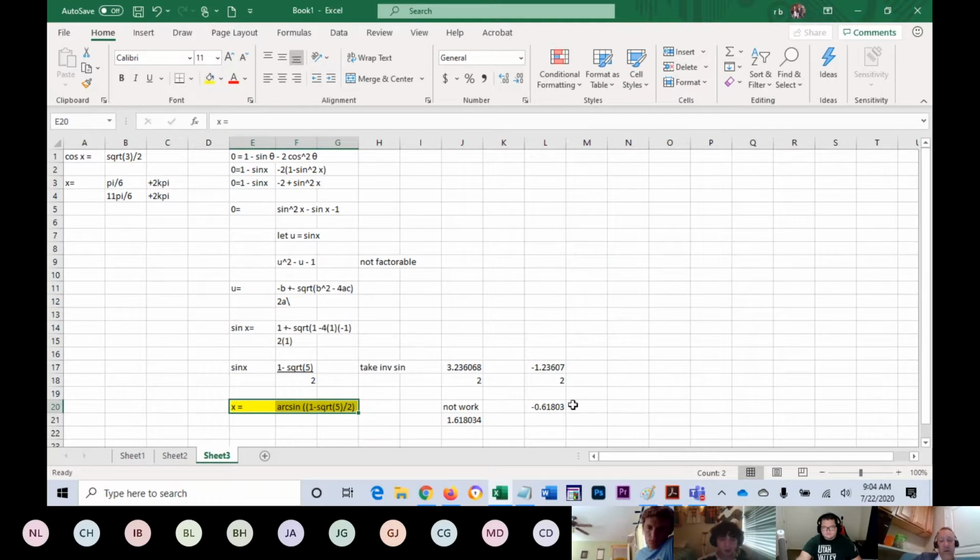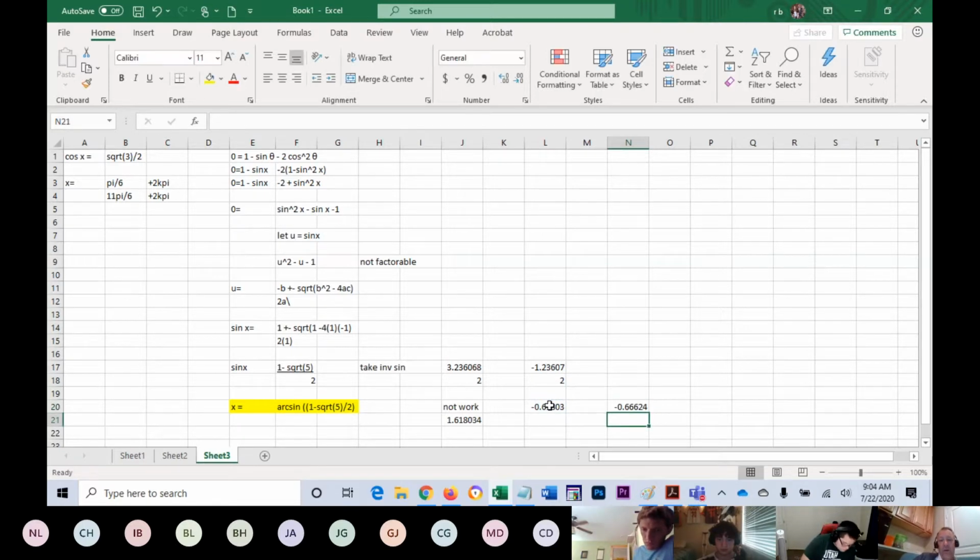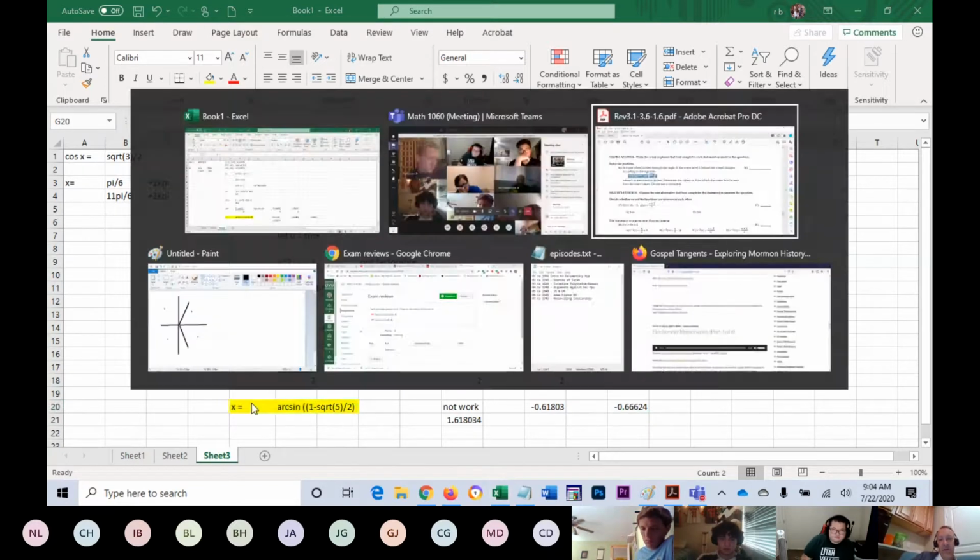Now, if you do use a calculator, x equals the arc sine of this, just so you know. And that's going to be in radians, so it's going to be negative 0.66 radians. I don't know what that is. But this would be the answer I'm looking for. In fact, I believe that's what the answer is in the back, right?